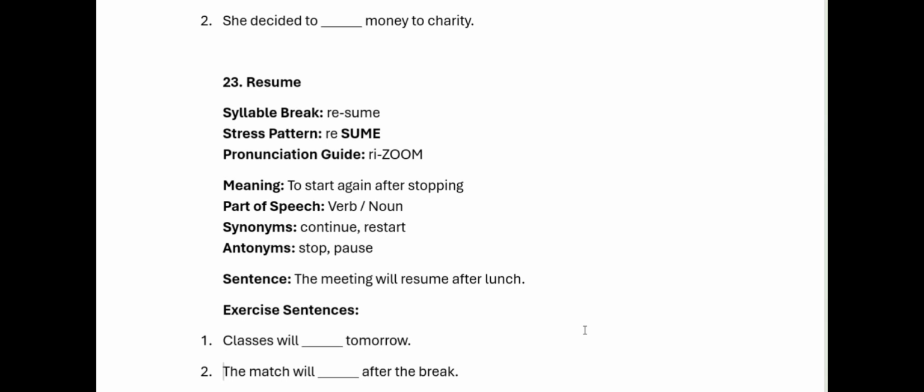Resume. Focus on the two-syllable word with a stress on the second syllable. It is R-I-Z-O-O-M. Resume. To start again after stopping. After a small break, you restart something. So that is resume. It is continuing or restart. And opposites are stop or pause. Pause is a temporary hold.